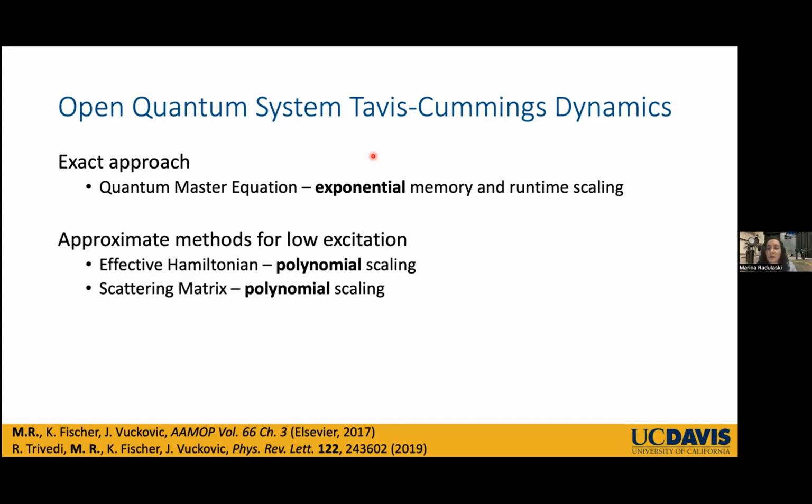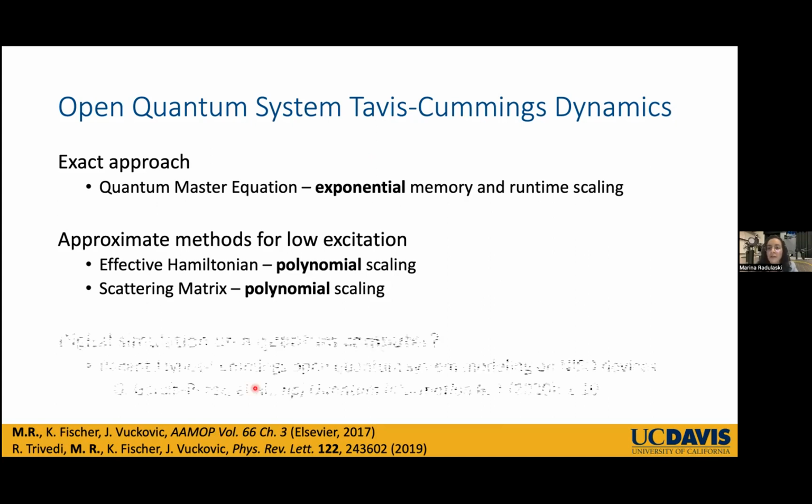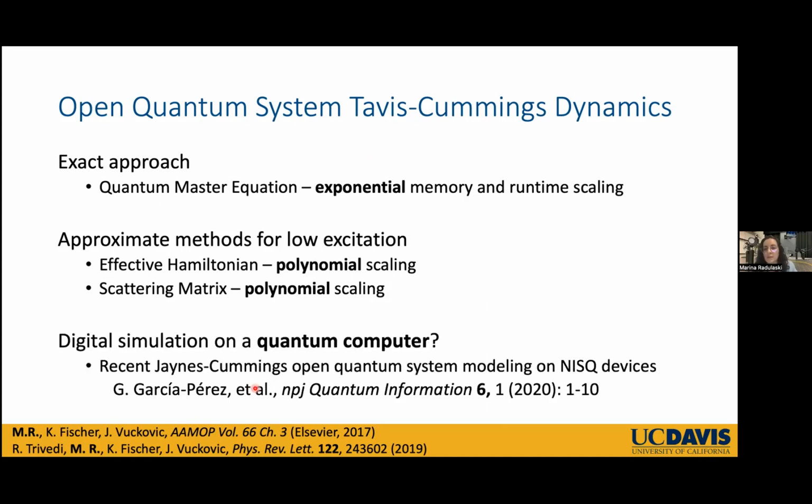Then we sometimes use approximate methods, such as effective Hamiltonian and scattering matrix, which have polynomial scaling, and they're applied for low excitation cases, which are usually the reflection of our experimental reality. So having 1 or 2 excitations in the system is enough to study these effects for the hardware we are making. If you're interested in more details about this research, you can see some of our prior papers. But another trend in modeling open quantum systems has emerged in the past few years.